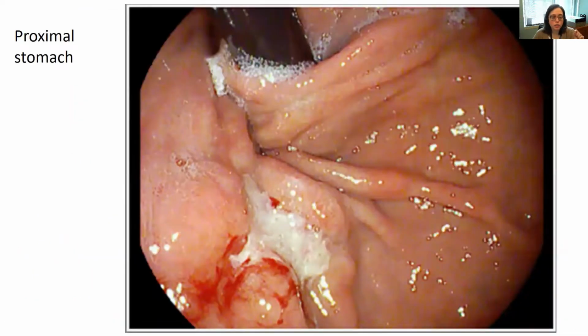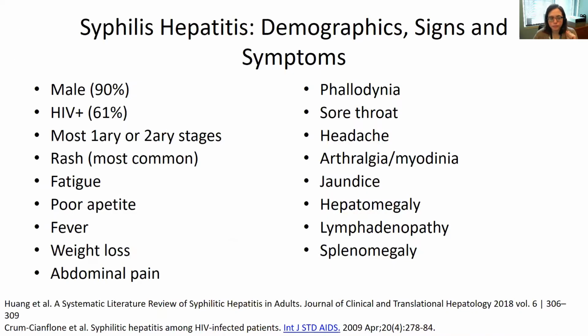Now, this is one patient that was identified at one of our sister hospitals, and he had a 2x2 centimeter ulcer in the proximal stomach that was endoscopically concerning for malignancy. And again, you will see the histologic correlate of this case in a little bit.